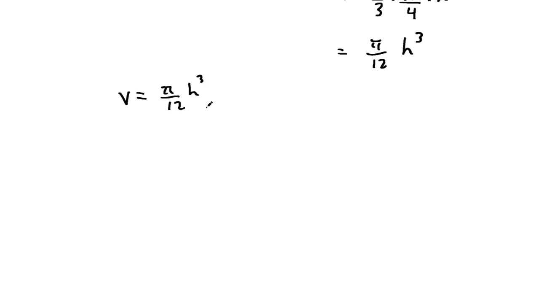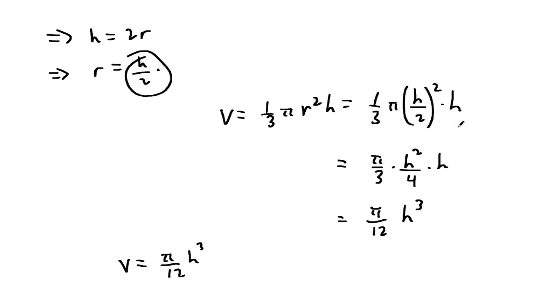Here, notice we got V in terms of h only. Before, the volume was in terms of r as well as h. But by using this, we were able to write r in terms of h, and so we plugged it in and found this expression in terms of h only. So that's good.